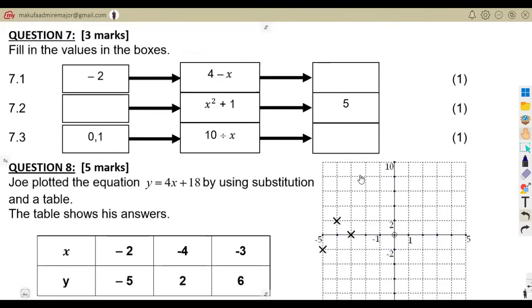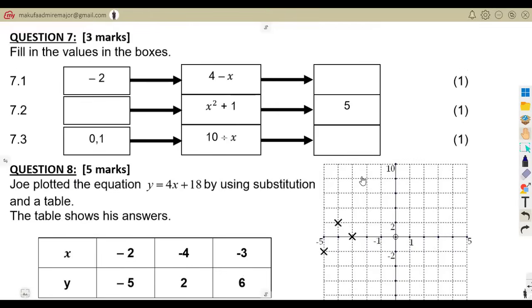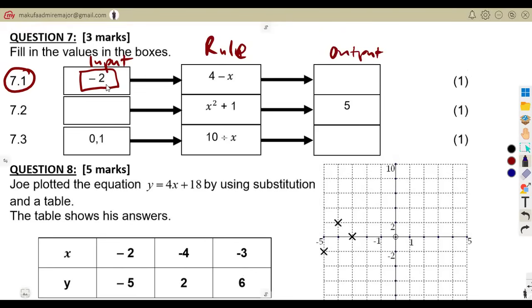On question number 7, which is also important for us to note, it was given, fill in the values in the boxes. So we've got this part that we need to fill in. So considering the first part here, it is from an input on 7.1. We are given an input. Remember, this is your input. Then we have got the rule that we are given, and we have got our output. So we have the input. We just have to substitute in place of x so that we have the output.